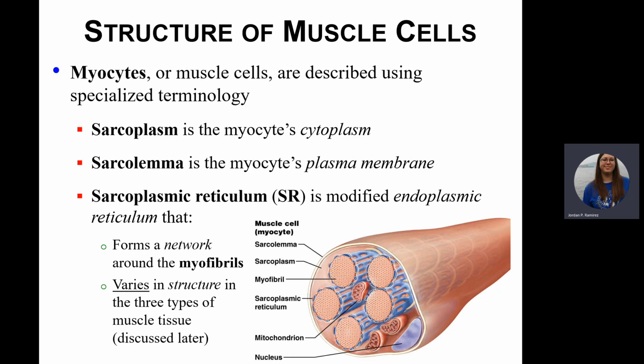So it's a little bit specific when you talk about muscle cells because they have specific function. So these are going to form a network around the myofibrils, which are basically bundles of protein on the inside of our muscle cells, which allow us to make our actual function work, to contract. And it is a little bit different when you talk about cardiac muscle or smooth muscle. But for right now, what we're looking at is our skeletal muscle cell, what they typically look like.